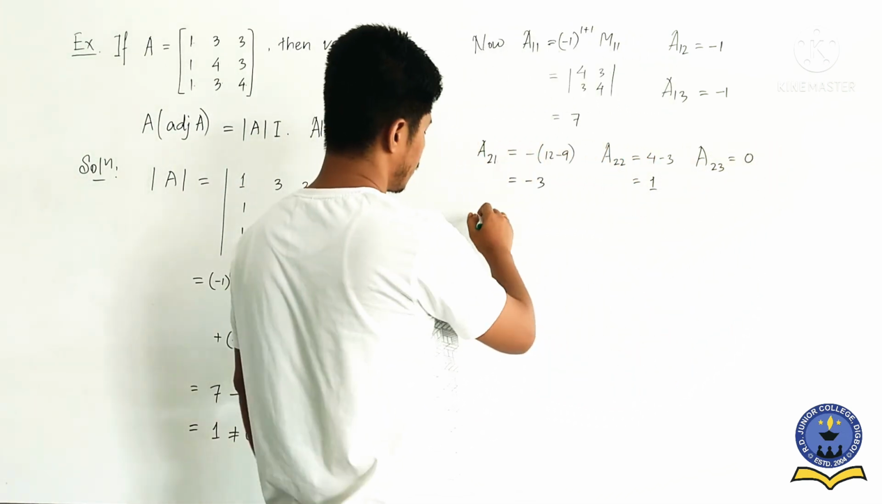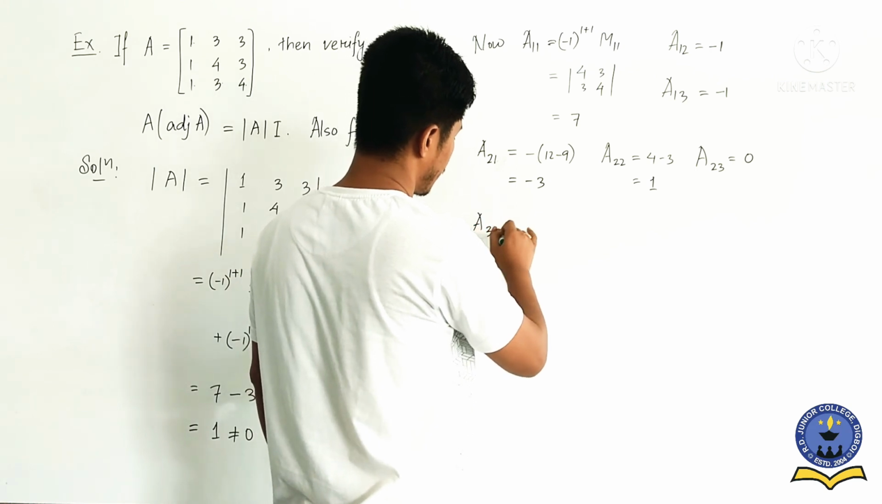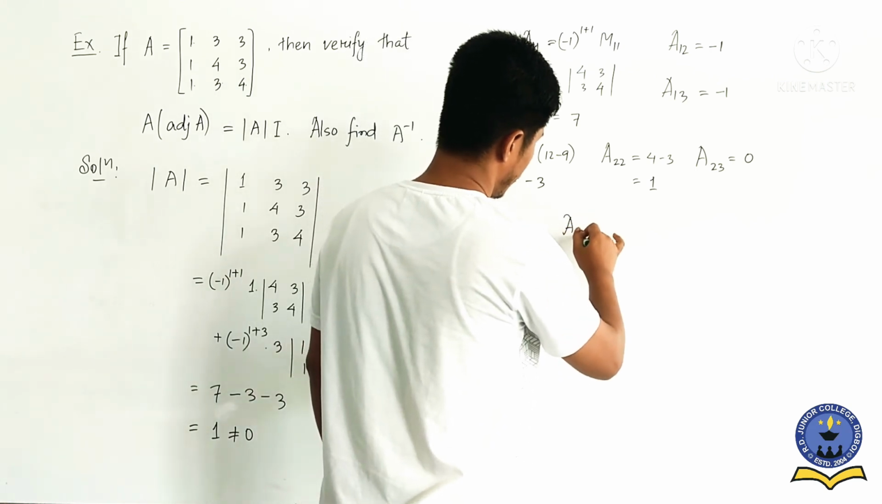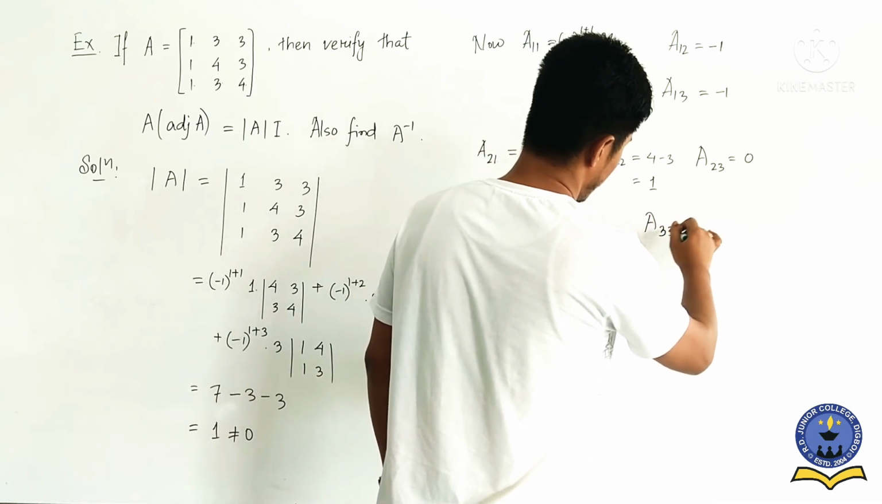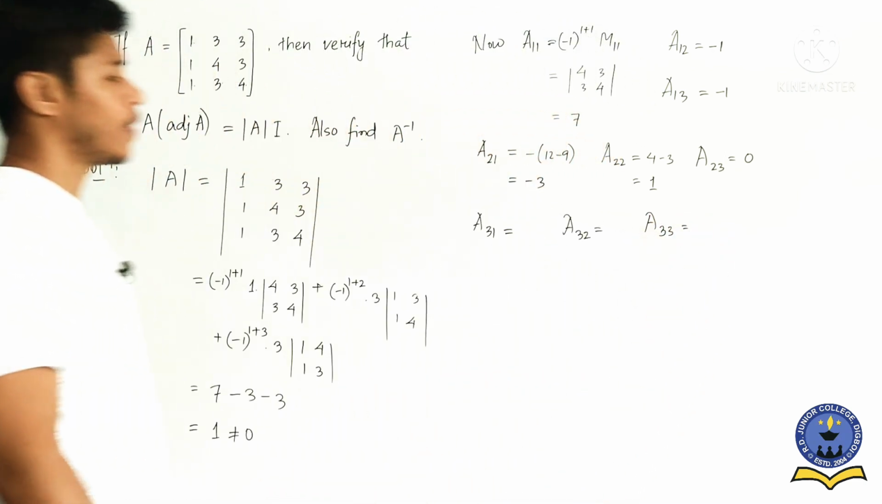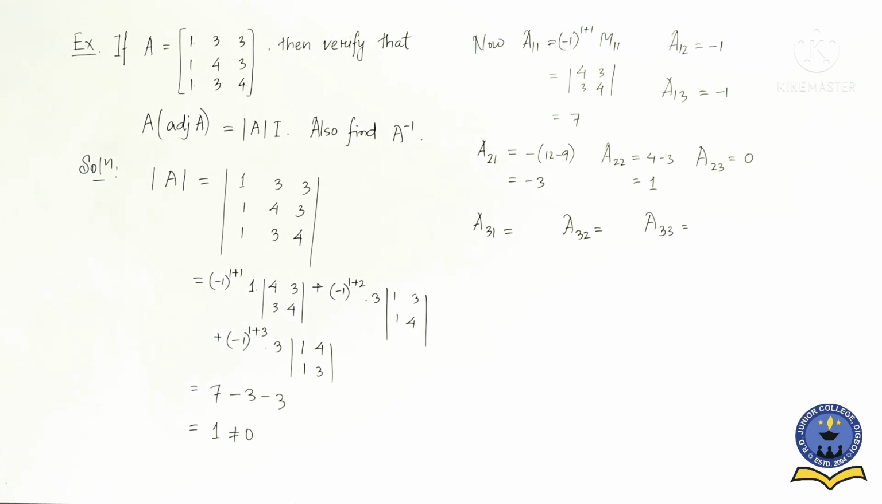Is it clear? In this way you have to find out A31, in this way A32, and in this way A33. So A31 is for the third row, first column, isn't it?